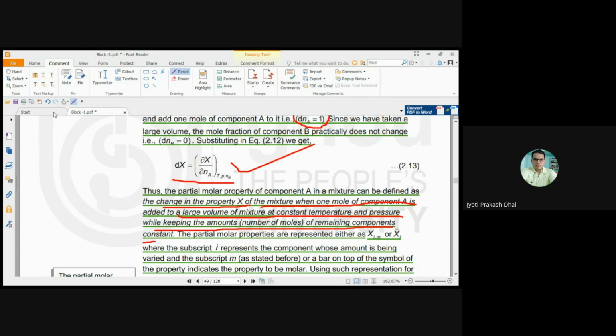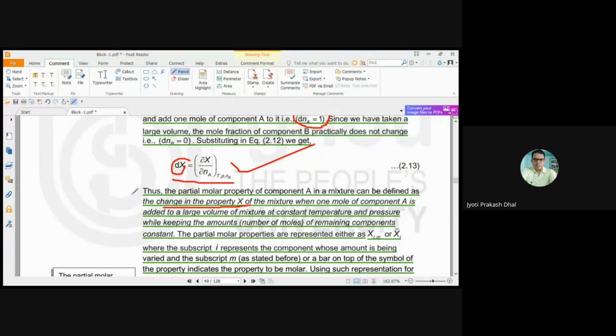So that means the partial molar property of component A is defined as the change in the property X of the mixture when 1 mole of component A is added to a large volume of the mixture, maintaining constant temperature, constant pressure, and constant amount of the other component except A, because we have added 1 mole of A. So the number of moles of other components will be constant.